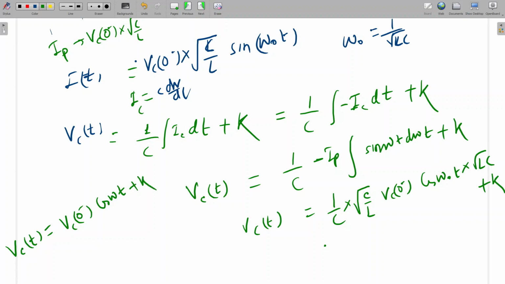Okay. So at t is equal to 0 minus, what is the VC value? 100. So 100 minus 100, what will be the value of K? 0. So the final VC of t we can write as VC 0 minus cos omega t. Okay. So now we will come to the question.